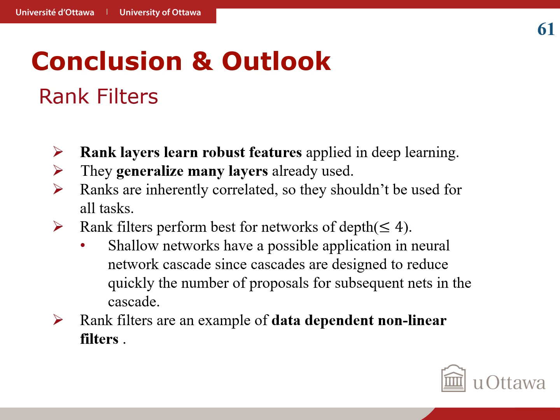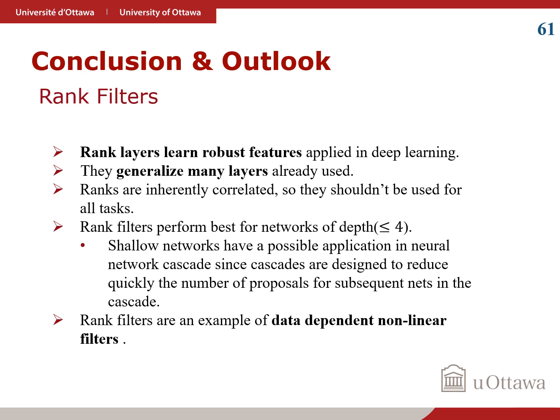Ranks are inherently correlated, as you just saw, but we've noticed that rank weights weren't as much correlated compared to the weights of neural networks that didn't perform as well. So if they're highly correlated, it's a bad sign. Also, rank filters perform best for networks of depth smaller than 5, and you can see shallow networks occur in neural net cascades.